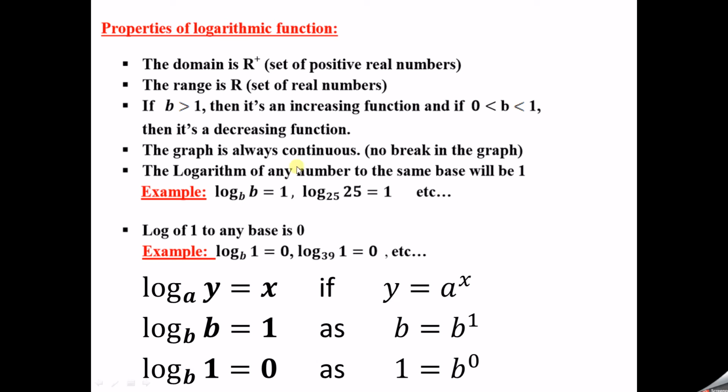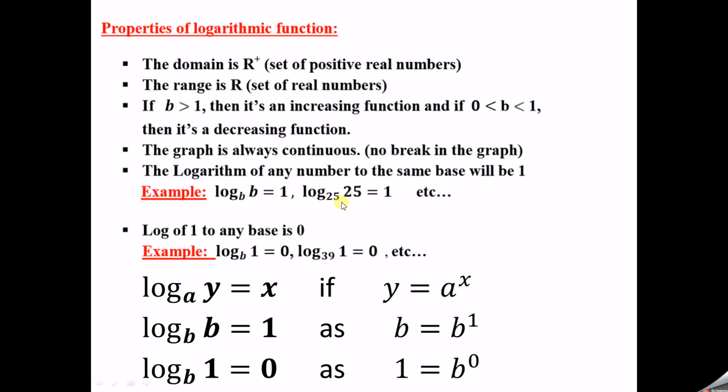And the logarithm of any number to the same base will be 1. That means the logarithm of b to the base b is equal to 1. And this is true for any b. For example, the logarithm of 25 to the base 25 is equal to 1. Similarly, you can say the logarithm of 3 to the base 3 is equal to 1. The logarithm of any number to the same base is always 1.